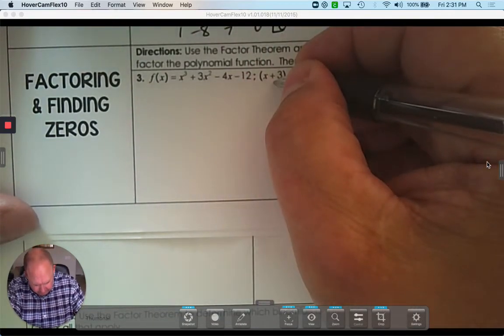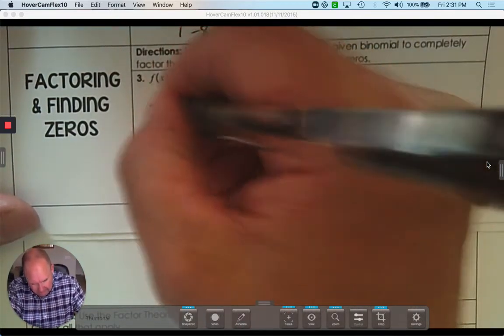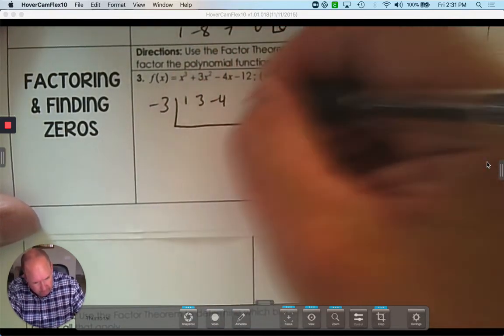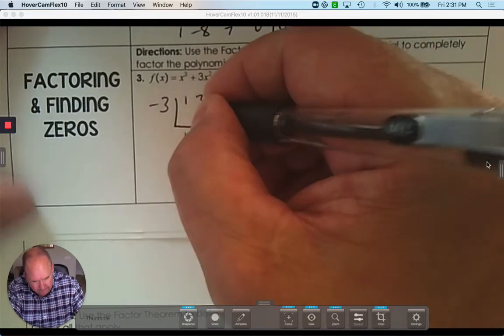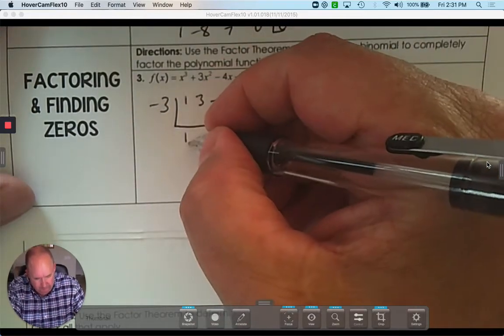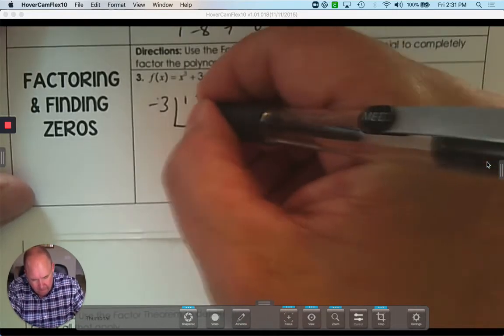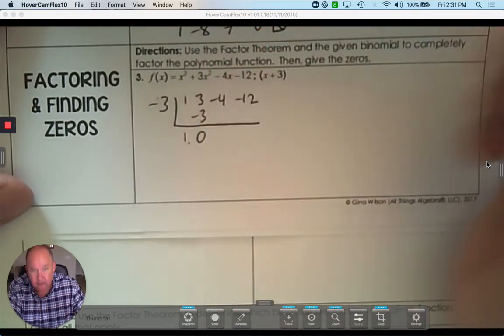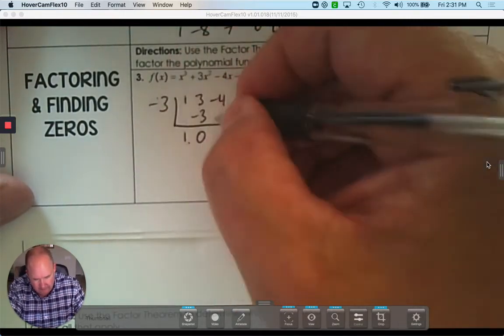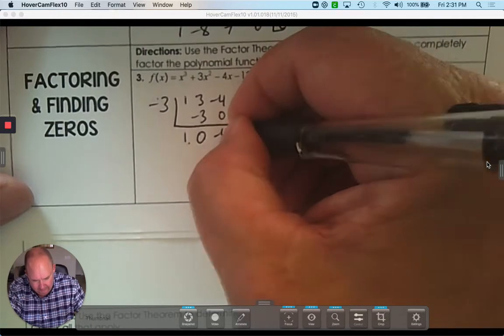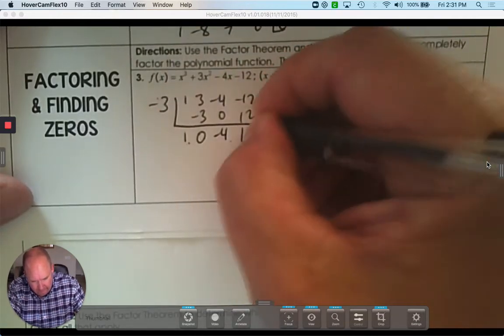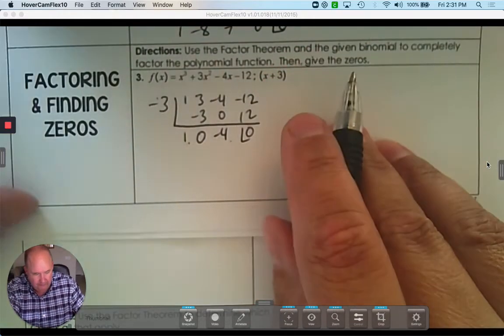So the factor is x plus 3. So the 0 is -3. So let's start there. No missing powers. So 1, we drop. -3 times 1, add, that's 0. Multiply, that's 0. Add, multiply. We knew it worked because it said it was a factor, but this is important.